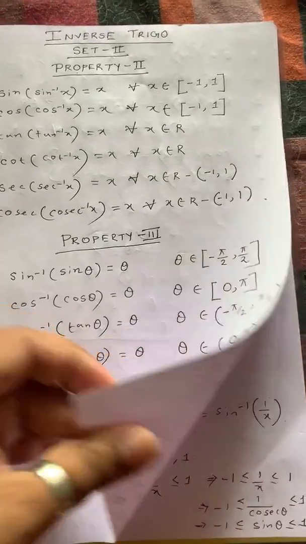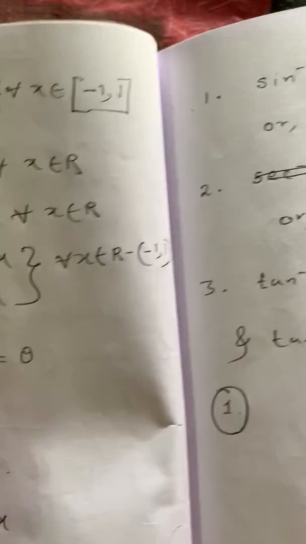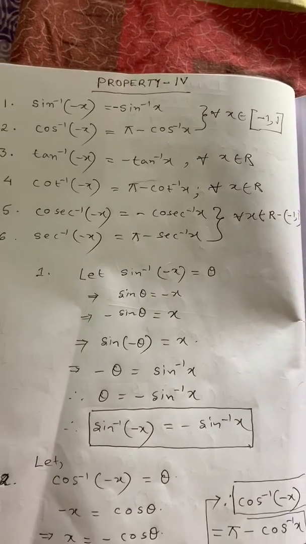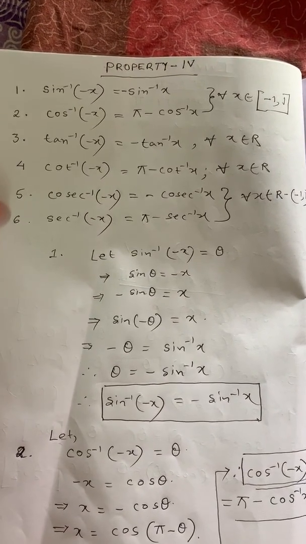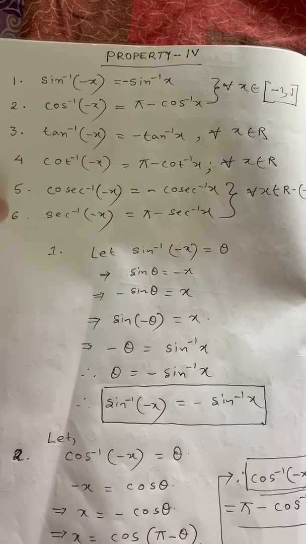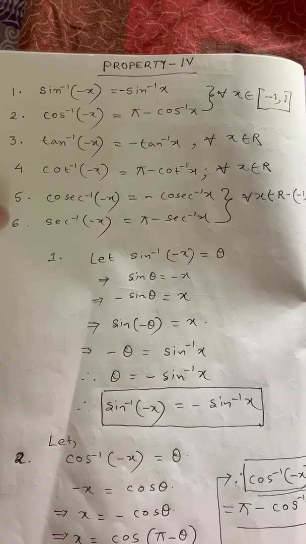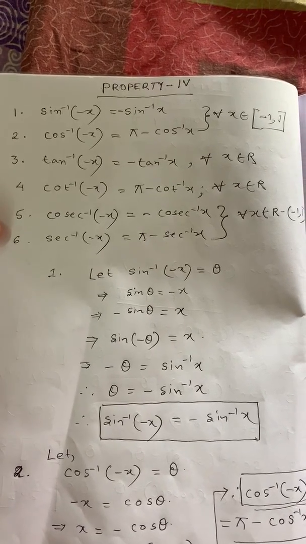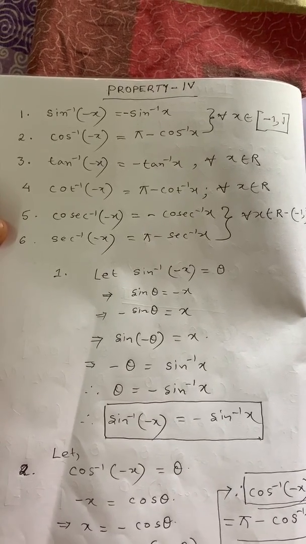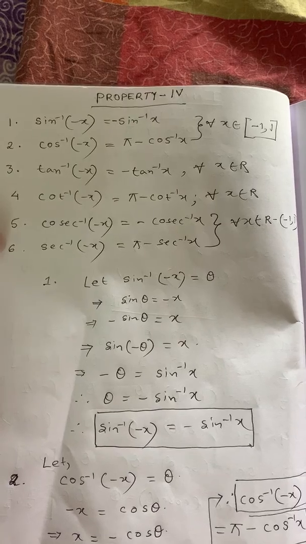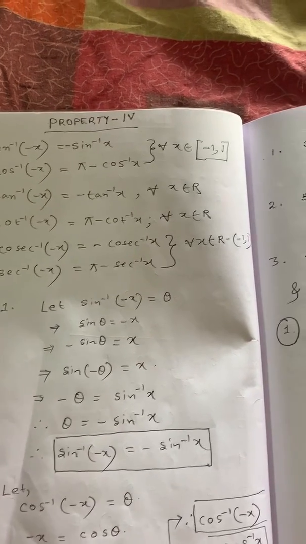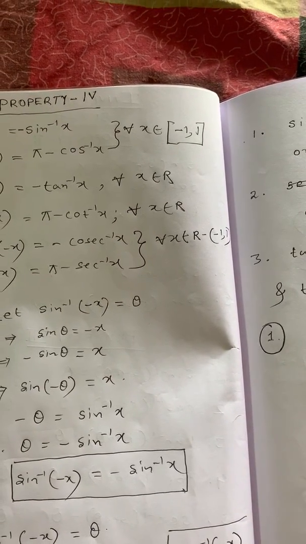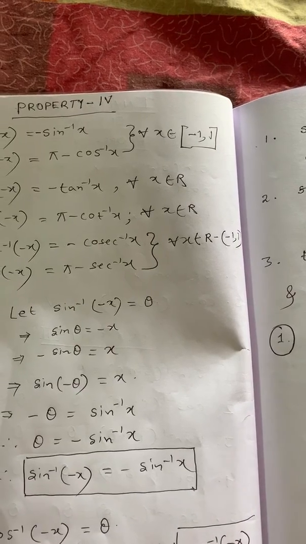Property number 4. See here, property number 4 is very important. Here, the first property says sine inverse minus x is equal to minus of sine inverse x, and cos inverse minus x is equal to pi minus cos inverse x. See the range? Here x should be between -1 and 1.